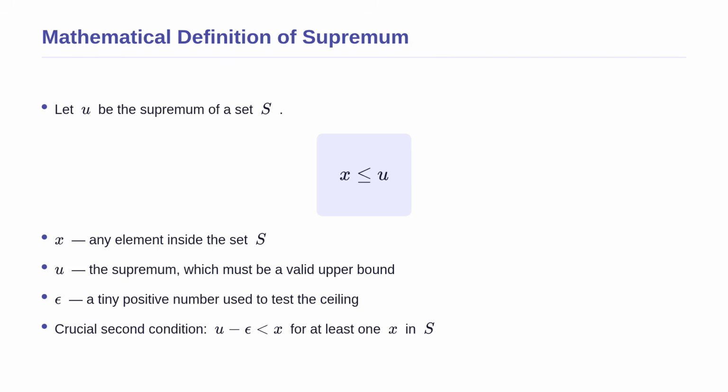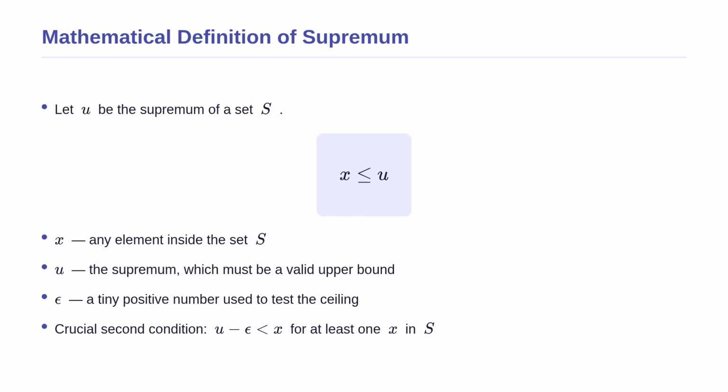Now that we understand the idea of a tight ceiling, let us look at how we write this using precise mathematical symbols. Let U be the supremum of a set S. For U to be the supremum, it must satisfy two strict conditions. First, every element X in the set must be less than or equal to U. This guarantees that U is a valid ceiling.